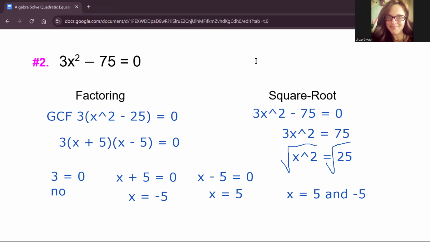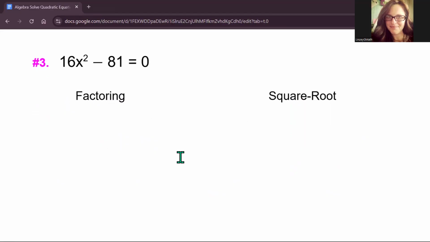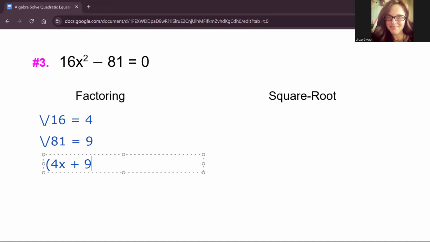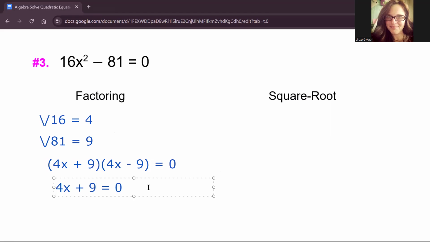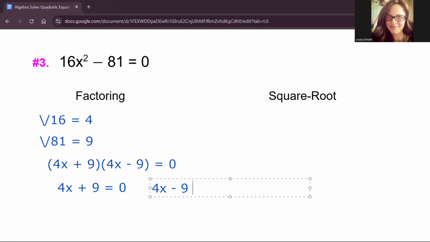Number 3, once again, we do have a difference of 2 perfect squares. The square root of 16 is 4, and the square root of 81 is 9. So we can factor this. We'll get 4x plus 9 and 4x minus 9. And then we'll set each factor equal to 0 and solve.